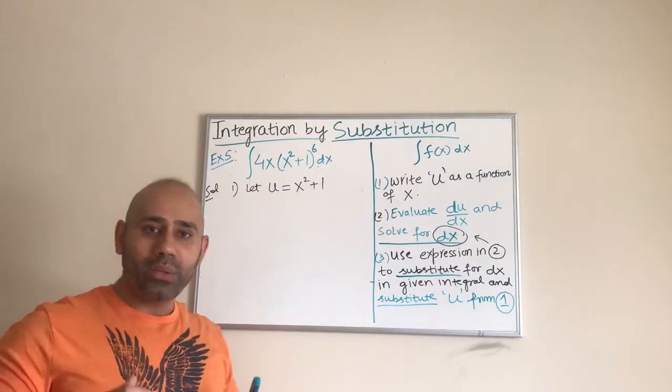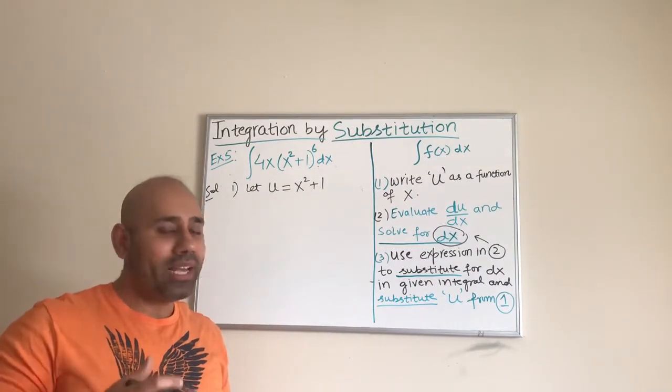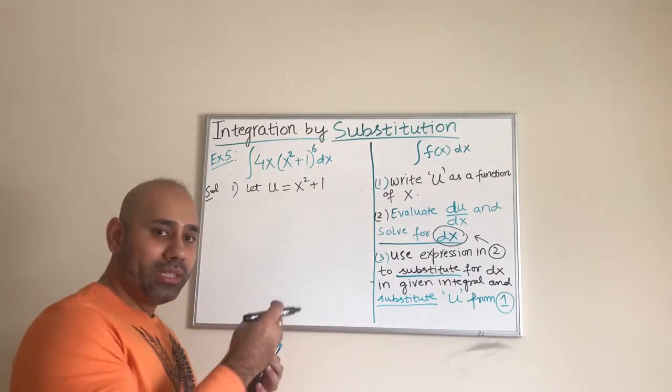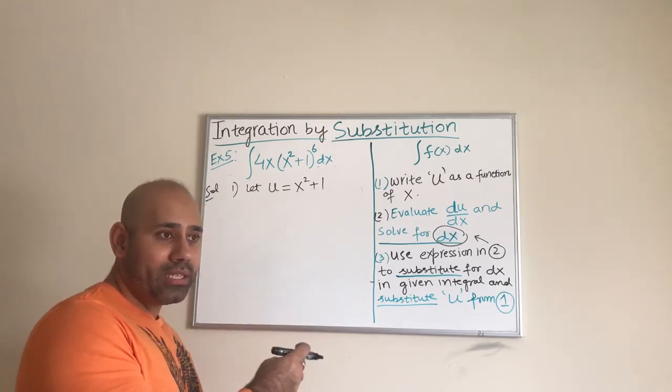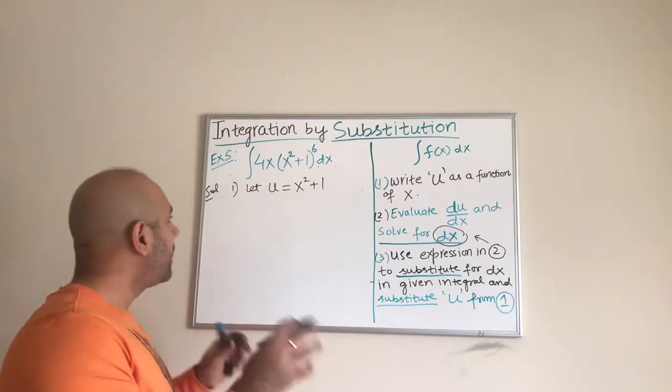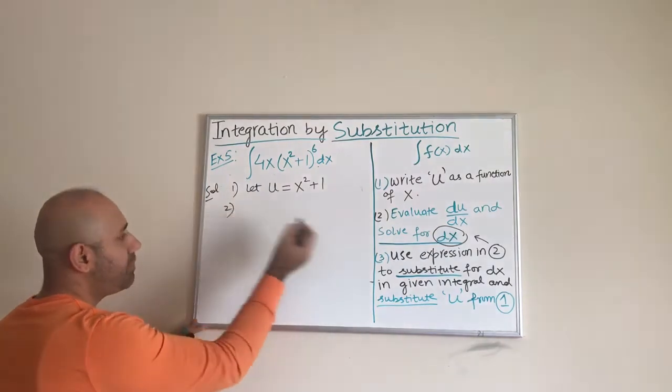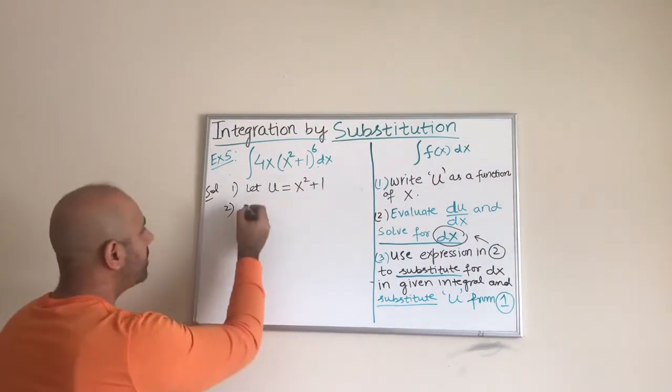Guys, once you start doing these examples, you would also be able to see other reasons why one wants to choose this function as u and not the other one. Okay, guys, step number 1 is done. The second step is pretty simple. You just have to evaluate the derivative. Let us go ahead and do that.